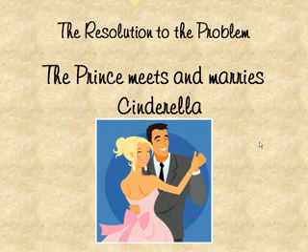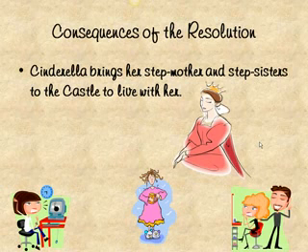The resolution to the problem is that the prince meets and marries Cinderella. The consequences of the resolution are that Cinderella brings her stepmother and stepsisters to the castle to live with her.